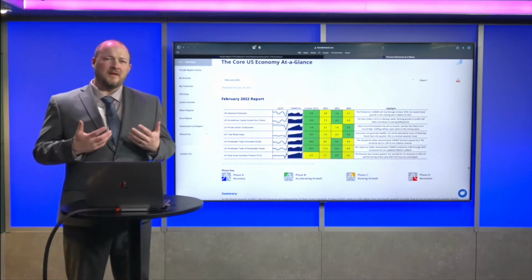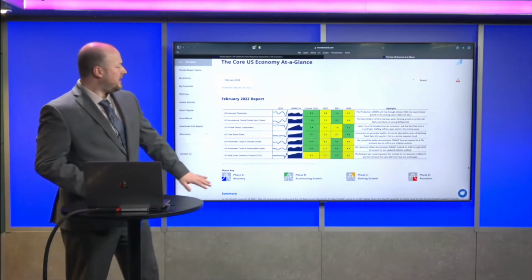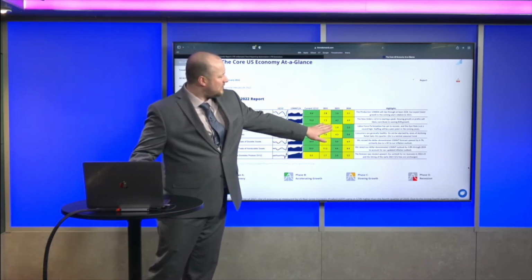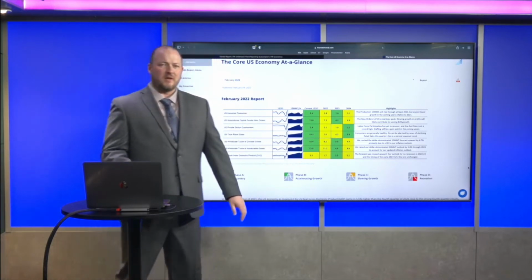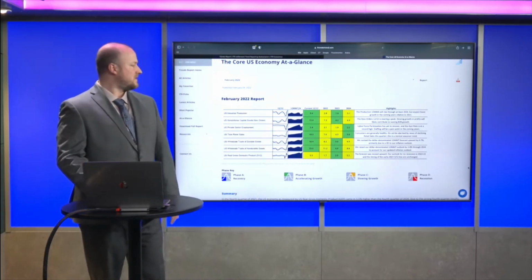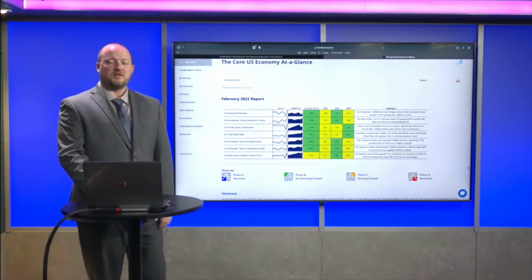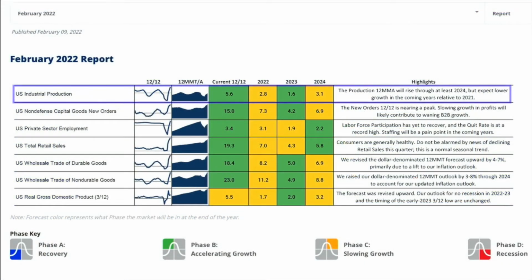One of the things that we get asked a lot is, why are these growth rates colored, and what does that coloring mean? So let's take the top line here, which is U.S. industrial production. Right now, the 12/12 rate of change, as I'm recording this in early 2022, is at 5.6%. You can see it's colored green, and that represents that right now, as of the latest data, U.S. industrial production is in phase B, accelerating growth.